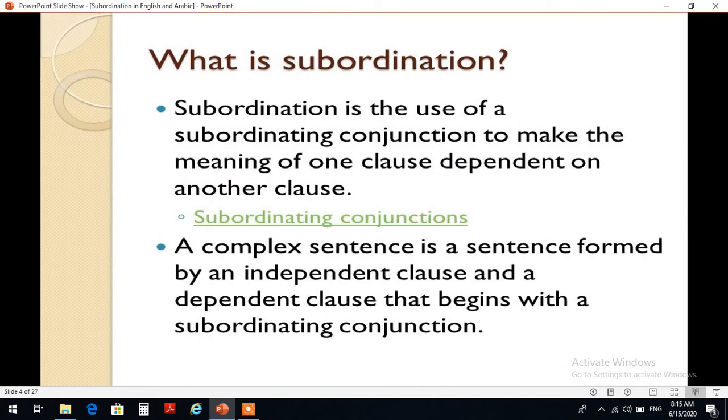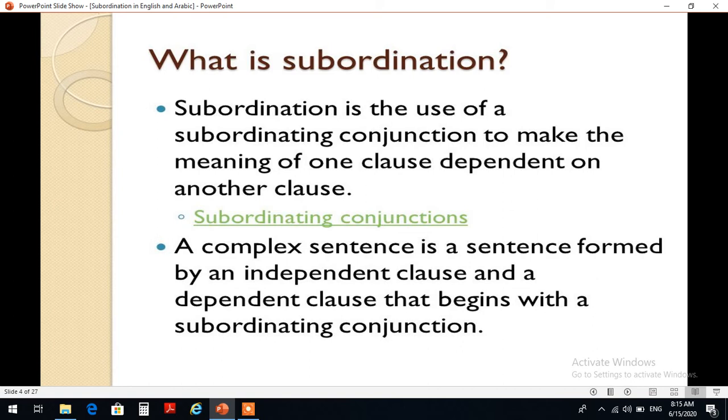Now, what is subordination again? We can say that subordination is the use of a subordinating conjunction to make the meaning of one clause dependent on another clause. إذن عملية استخدام أدوات ربط تسمى subordinating conjunction كي تجعل معنى إحدى العبارات معتمداً على معنى عبارة أخرى.